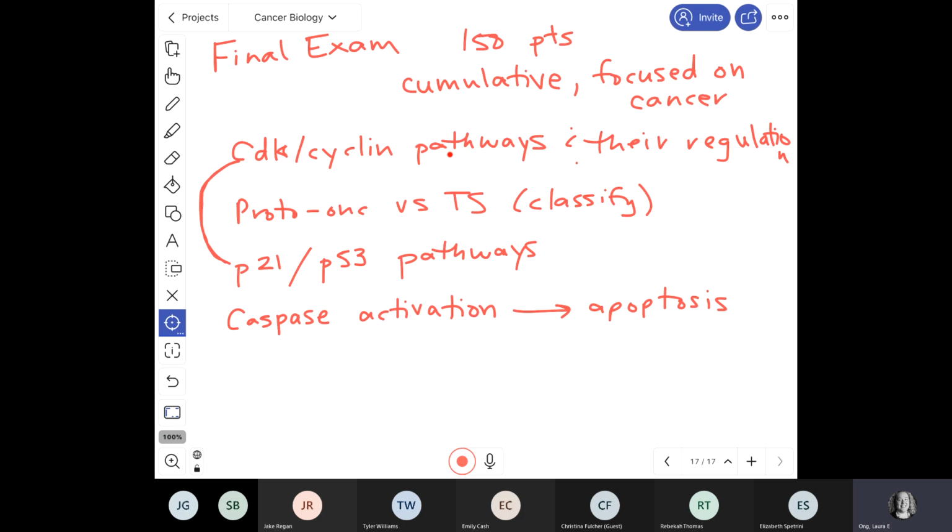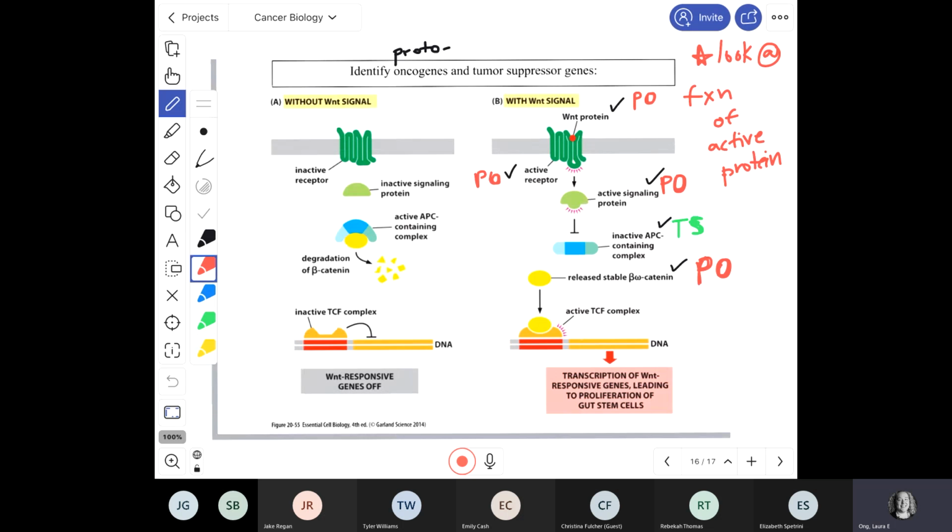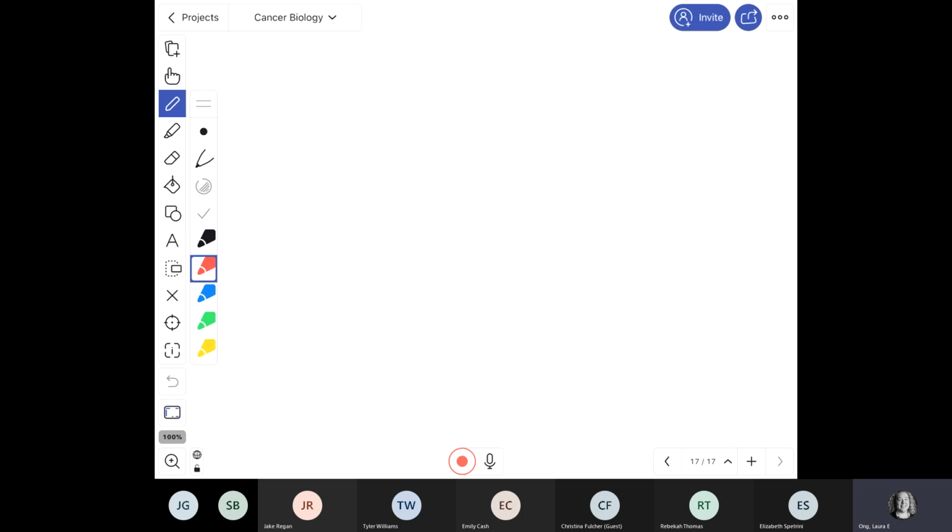Something else that you will have, and also the Wnt pathway. There will be this same picture that we just looked at of the Wnt pathway, but that will be provided on the exam. So the picture is provided on the exam. This same picture is going to be printed on the exam, or inserted as a picture into Canvas, or however I have to do that.